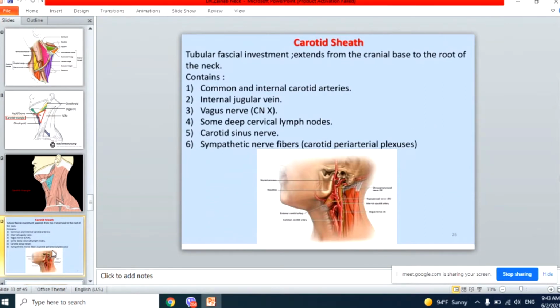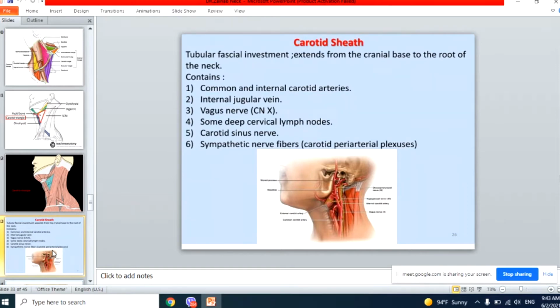It's very, very important for both theoretical and practical exams. Why? If you put your finger on the lateral side of the neck, you can feel the pulsation of the carotid artery. It's the sign of the life of the person. So if you cannot feel this pulsation, it means the person doesn't have life. You must feel the pulsation of the carotid artery, the sign of the life of the person.